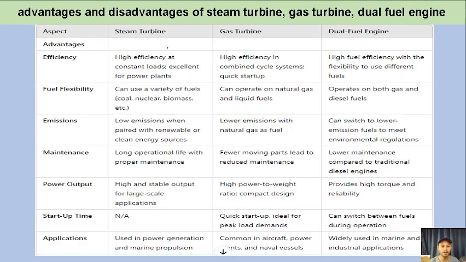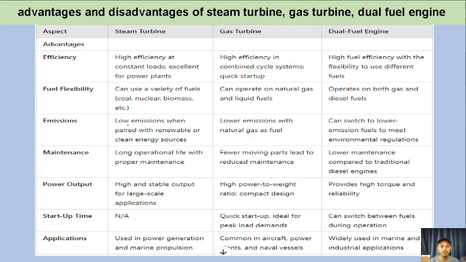Okay, so what are the differences of the three: steam turbine, gas turbine, and dual fuel engine? So, efficiency. Steam turbine has high efficiency at constant load, excellent for power plants. Gas turbine has high efficiency in combined cycle systems for quick startup. And dual fuel engine has high fuel efficiency with the flexibility to use different fuels. For fuel flexibility, steam turbine can use a variety of fuels: coal, nuclear, biomass, etc. While gas turbine can operate on natural gas and liquid fuels. Dual fuel engine operates on both gas and diesel fuels.